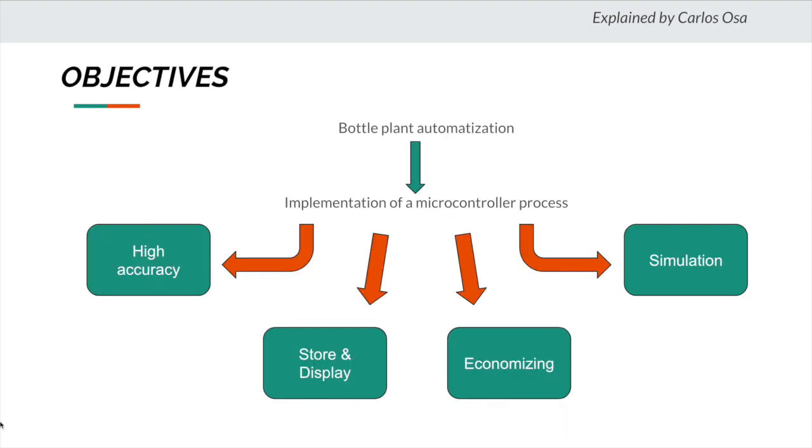Regarding the microproject objectives, our main goal is to automate a bottling plant. In order to do that, we have needed to implement a microcontroller process. During its design, we have focused our attention on accomplishing some important characteristics. These are a high accuracy for measuring the sensor values, and a way to store and show forced values. We have also tried to minimize costs, for example by using a cheaper board and filling times as much as possible. And finally, a physical simulation has been done for checking that everything works properly.